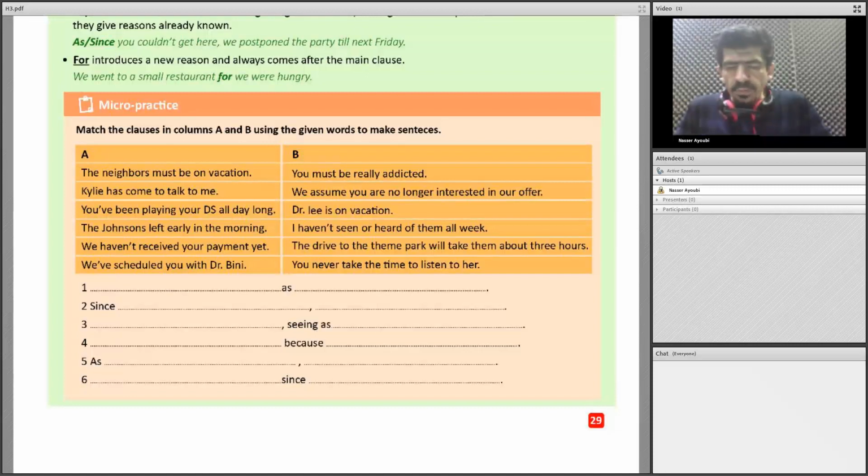Number three. We've got seeing as. You must be addicted, seeing as you've been playing your DS all day long. DS is a kind of computer game.